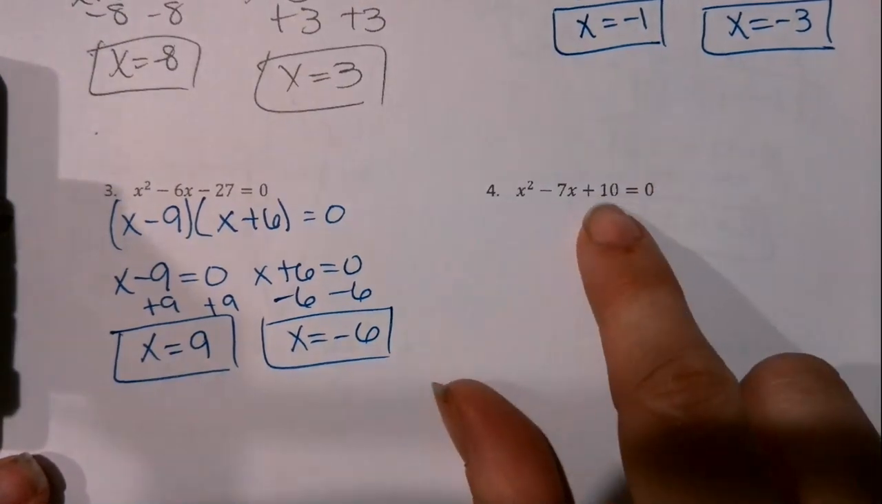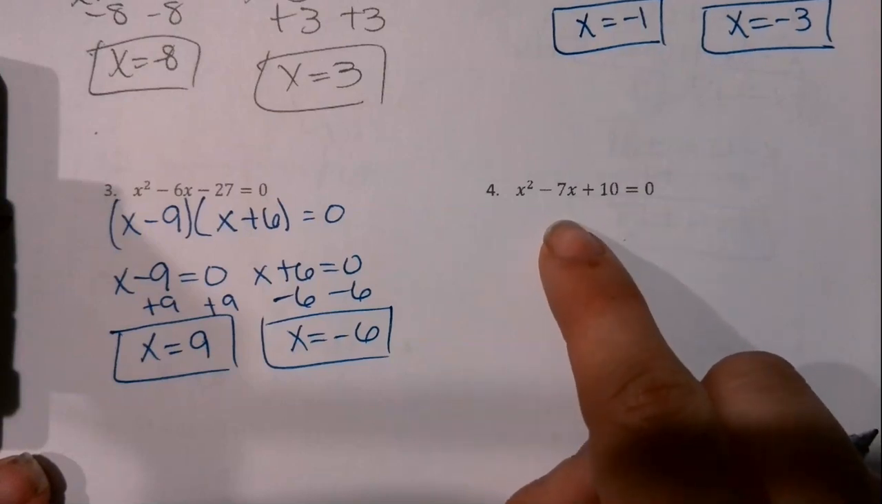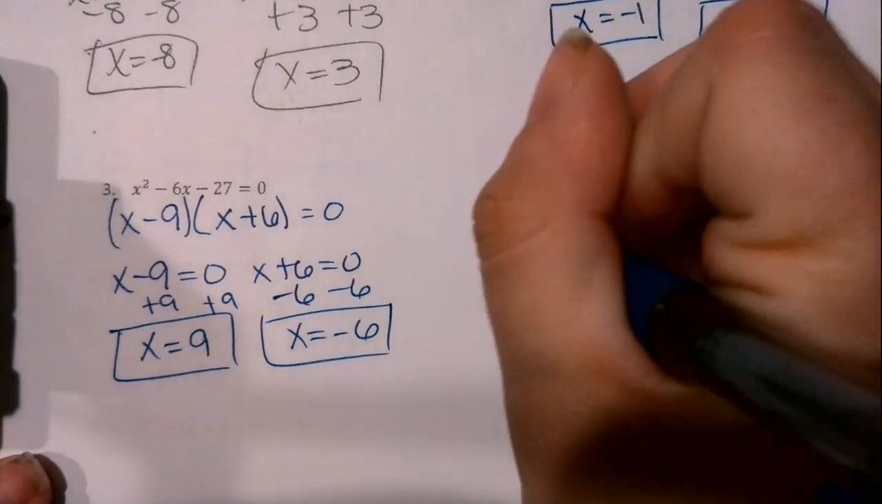Okay. Over here, I'm looking for what multiplies to positive 10 and adds to negative 7. 2 times 5 multiplies to 10. Negative 2 plus negative 5 gives me negative 7.